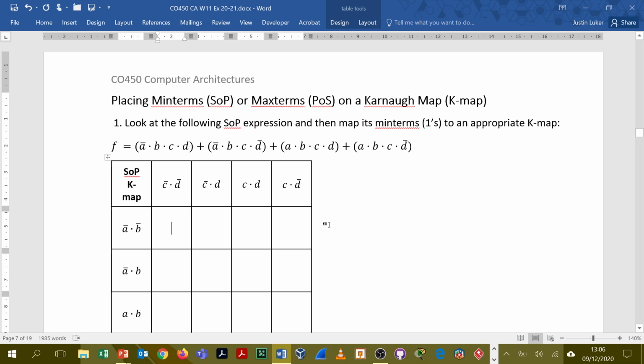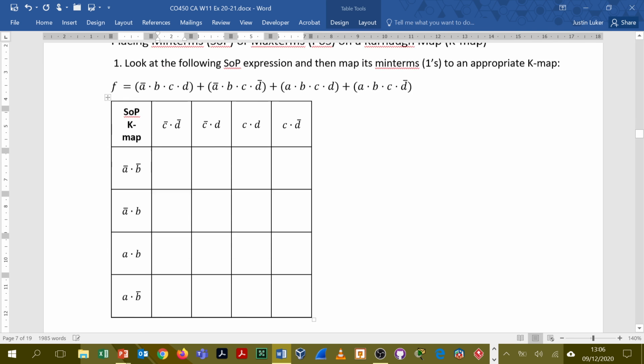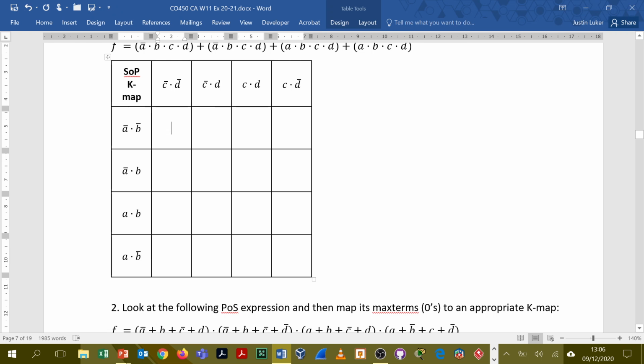Okay, so let's draw this out. So remember, with sum of products, we're looking for 1s. So we've got to put those into the min terms. So what have we got here? Not A, B, and C, D. So not A, B, there we go. And C, D, which is that square there.